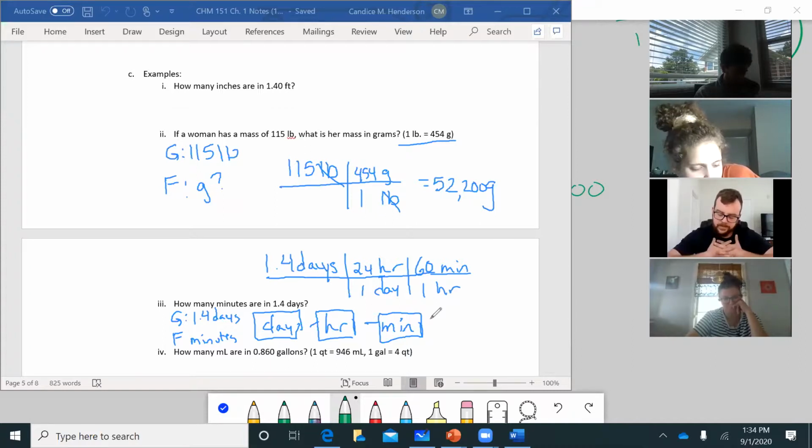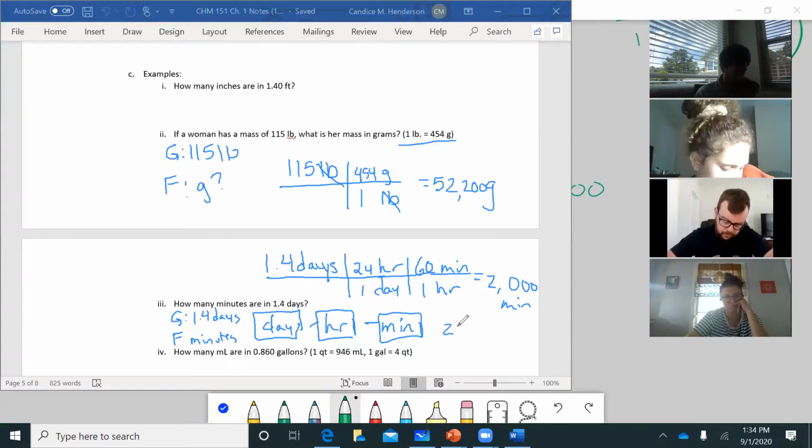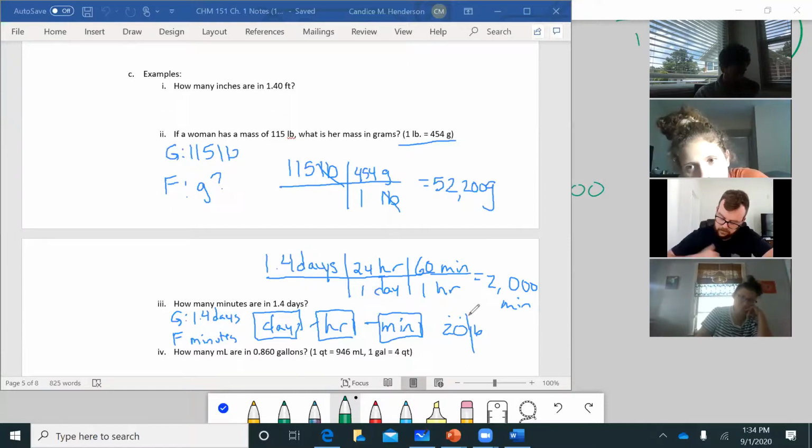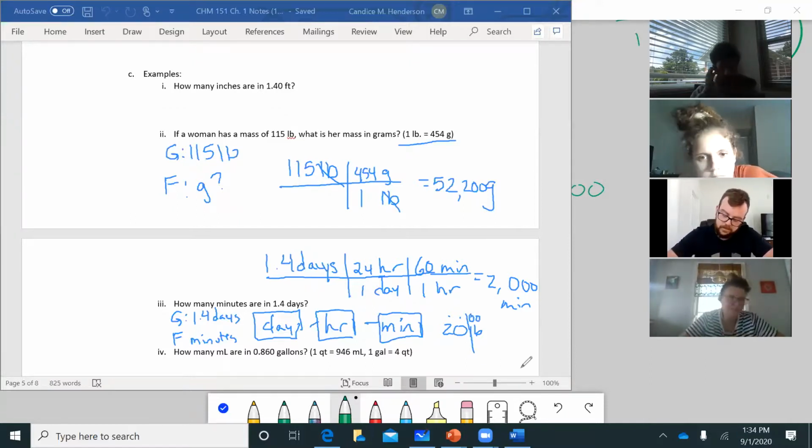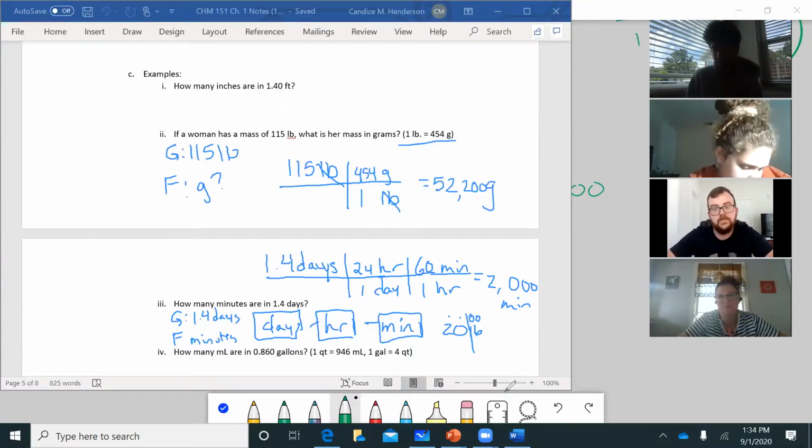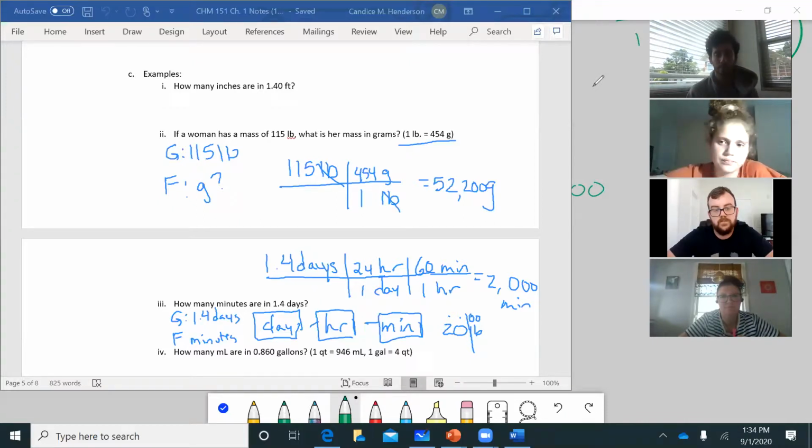1.4 times 60. So quite a few. 2,000. Yeah, 2,000 minutes. The number that I got in my calculator was 2016. We get to do 2 sig figs, so we keep the 2 and the 0, cut everything else off and fill it in with zeros. So that's where I got the 2,000. Any questions on dimensional analysis setup?